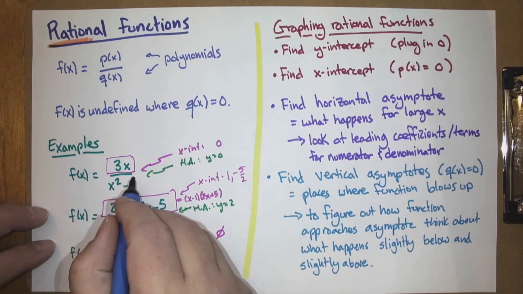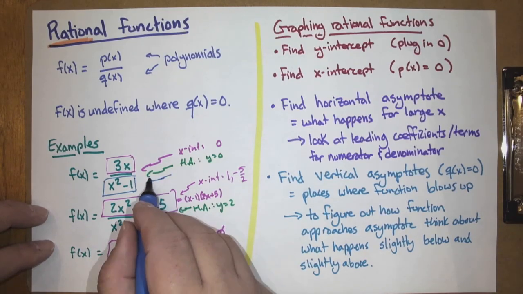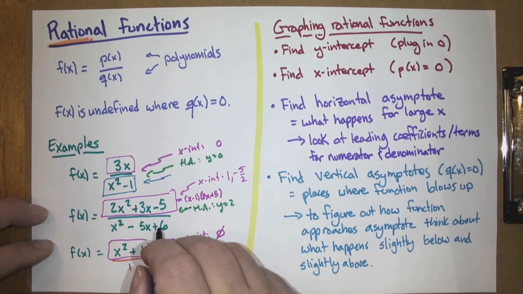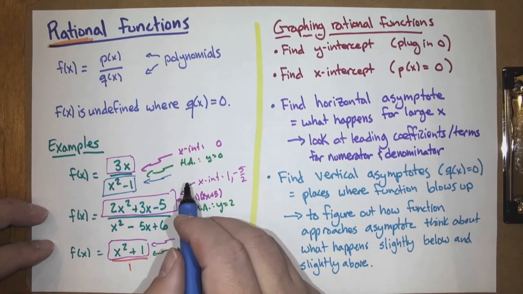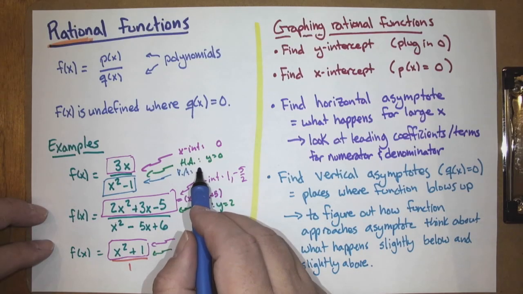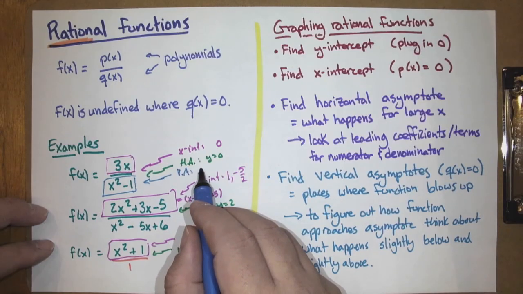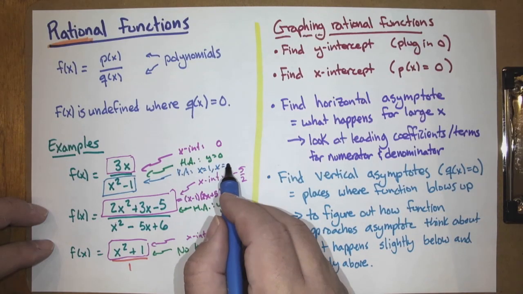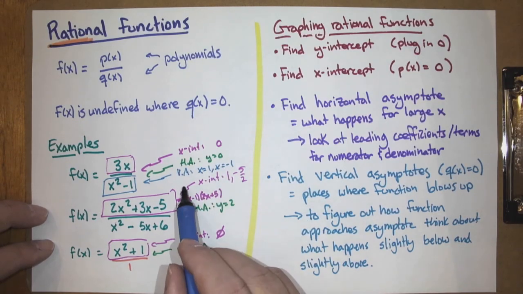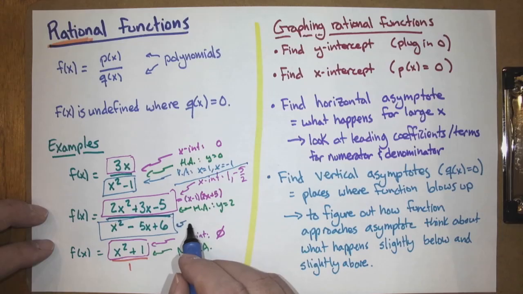So look downstairs. First one, does this have any vertical asymptotes? And if so, where? Yeah, because we can say when does the denominator equal 0? x squared minus 1 equals 0. At x equals 1, x equals negative 1. How about here, the next one, x squared minus 5x plus 6. Does this have any vertical asymptotes?